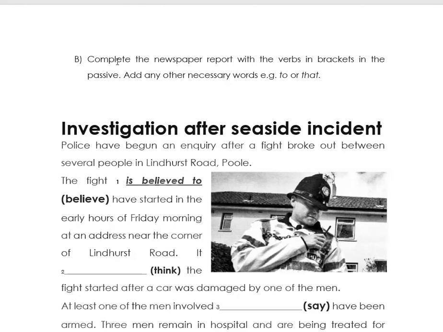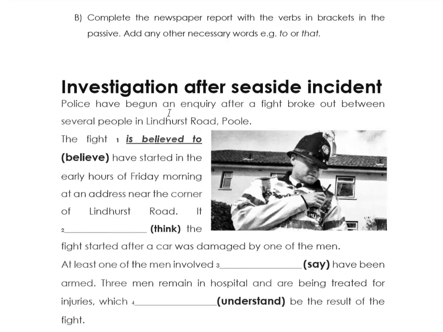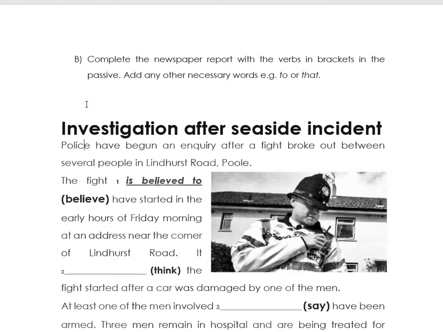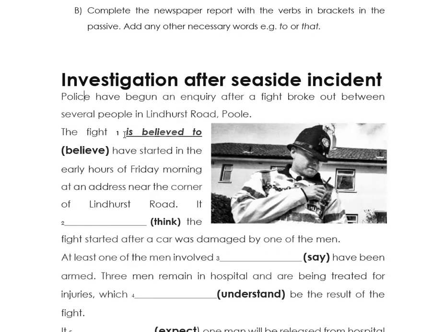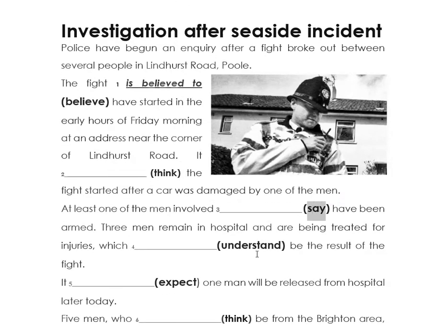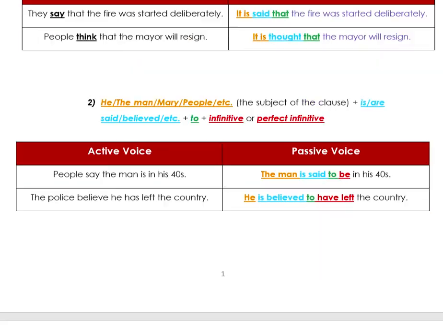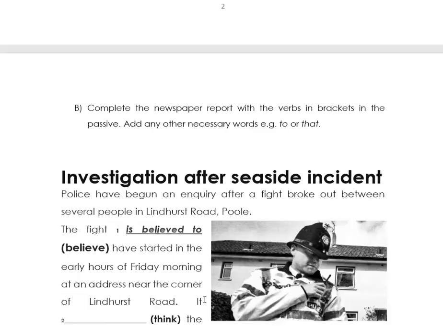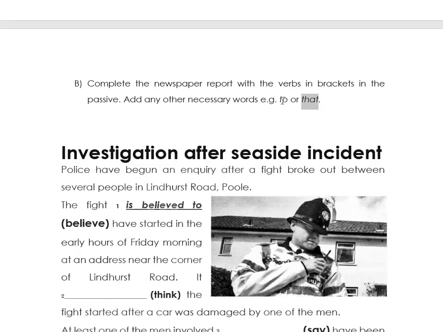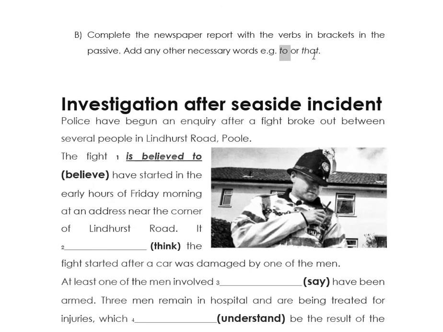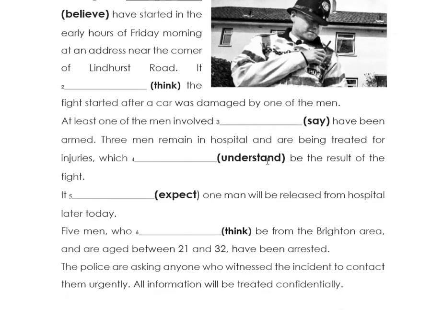Well, and in the second activity you have to complete the newspaper report with the verbs in brackets in the passive. Add any other necessary words, for example, to or that. Bueno, acá tenemos un texto sobre un reporte de un diario. Ustedes van a utilizar estos verbos que están entre paréntesis para ir practicando esto. Si es necesario, tienen que agregar to or that. Fíjense si tenemos que agregar un to más infinitive or that, because está el it is.